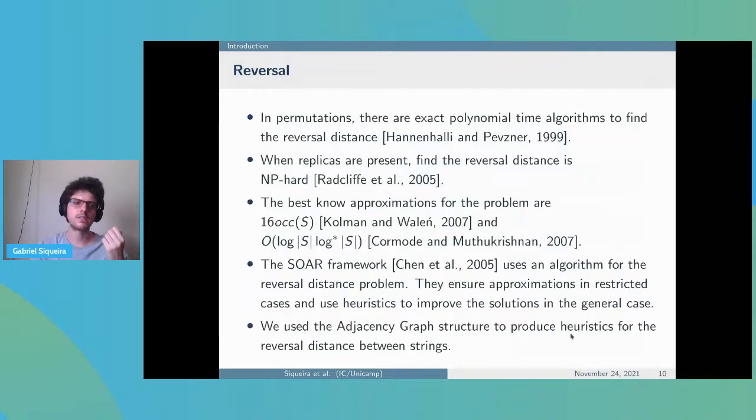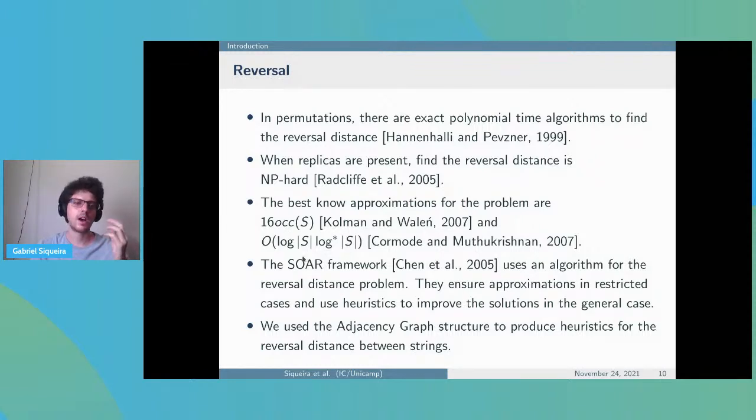Actually, finding this distance can be done in polynomial time with an exact algorithm if we are dealing with permutations, if there is no gene with more than one copy. In the general case, when there are multiple copies of some genes, we have an NP-hard problem. The best known approximation for this case is 16 times the maximum occurrence of a given symbol in the string, and an algorithm of O(log of the size of the string times log star of the size of the string).